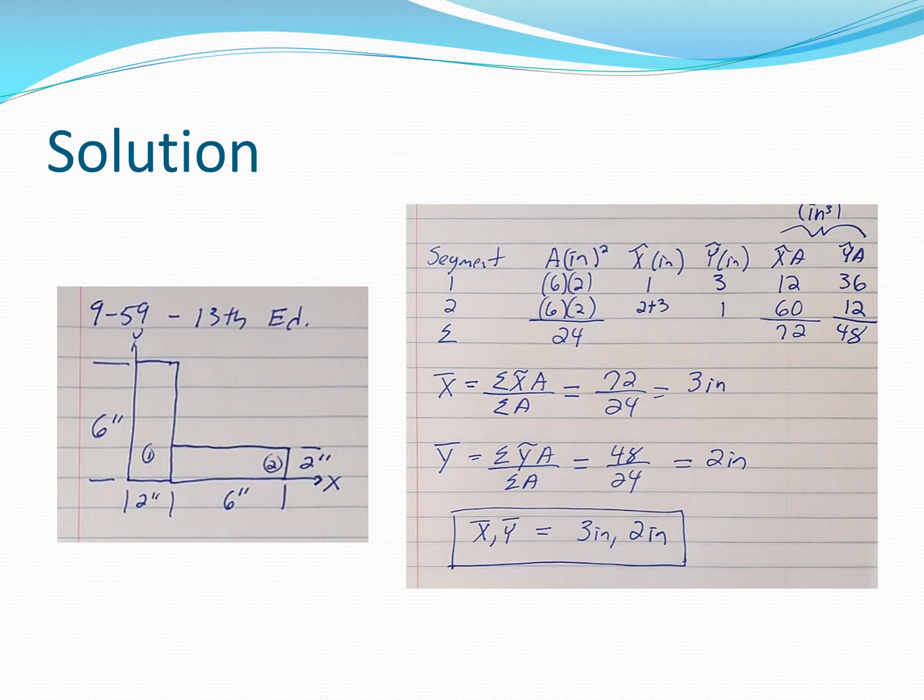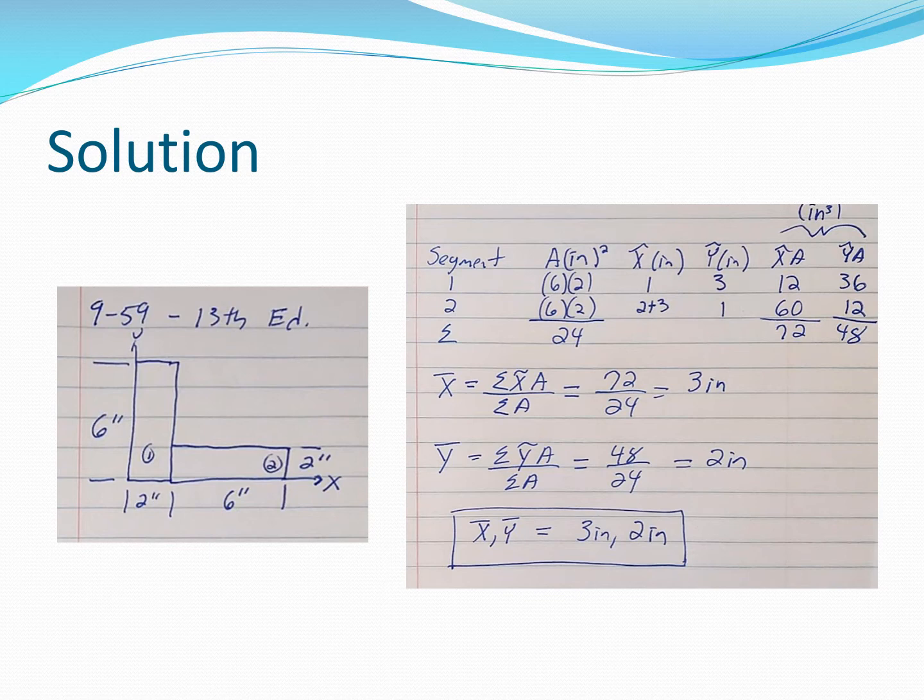for my x value. And for my y value, I get the y bar A's, sum of those over the sum of the A's, right? The sum of the A, and this is the same in both cases, and I get 2. So my x bar, y bar is at 3, 2. Actually, it's going to be right on the edge, right? So it's going to be 3 over, and then 2 up. It's going to be right on the edge in this particular case, not actually off of it.